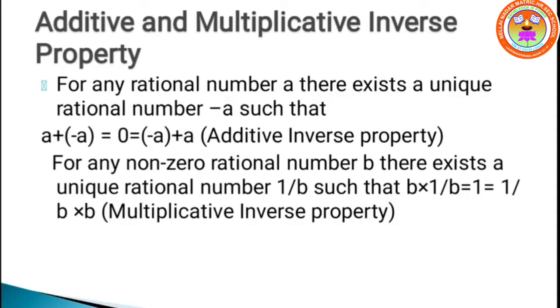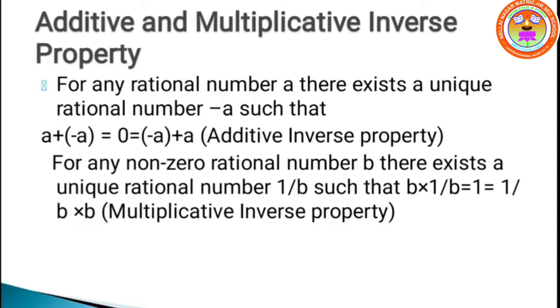Now we'll see the multiplicative inverse property. For any non-zero rational number b, there exists a unique rational number 1 by b such that a into 1 by b is equal to 1, which is equal to 1 by b into b. This is for multiplicative inverse property.